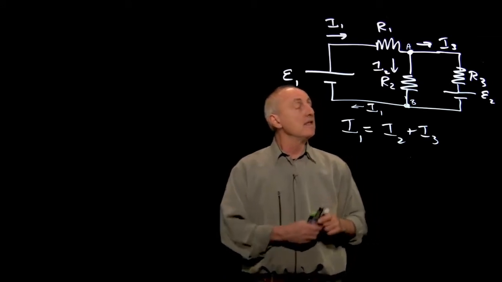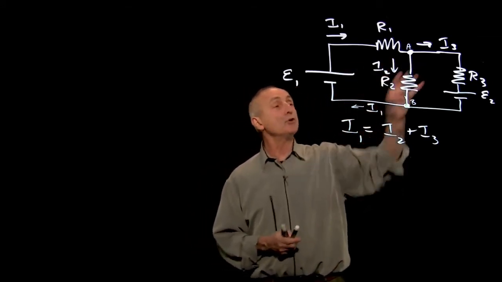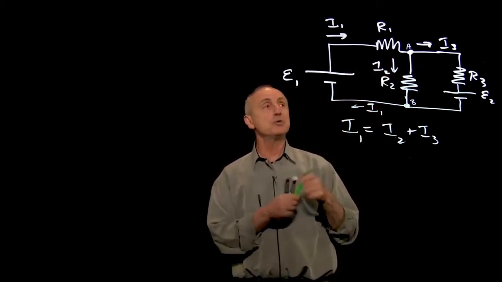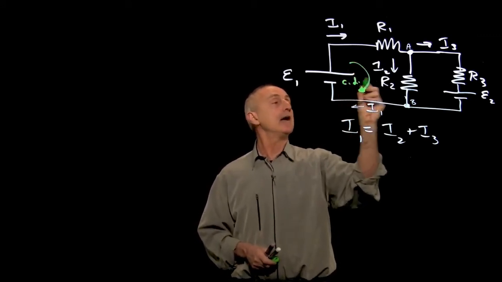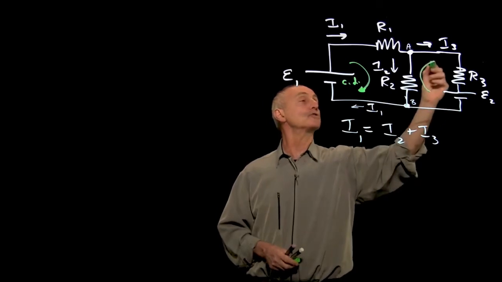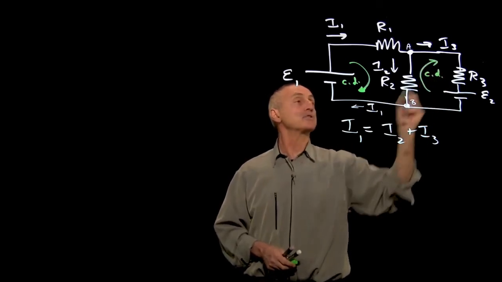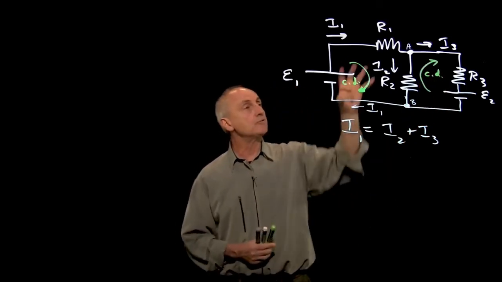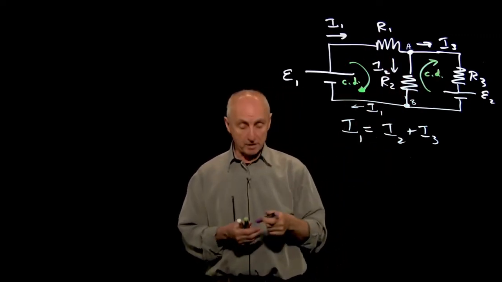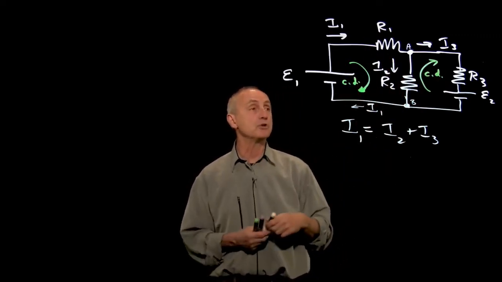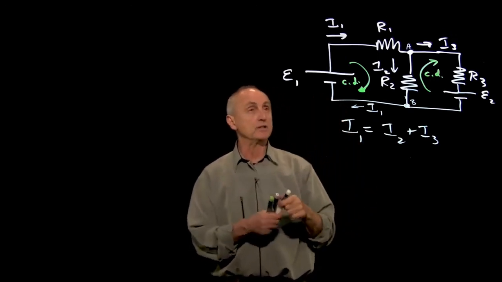Now, the next thing we want to do is we have loops. And so let's do some circulation. So we have a circulation direction here. And I'm intentionally going to choose a circulation direction the opposite way there. And I have two loops. And so I want to do Kirchhoff's law, the sum of the voltages around a loop is 0. And so we start to write them out.